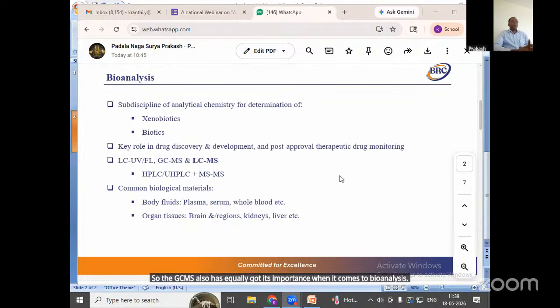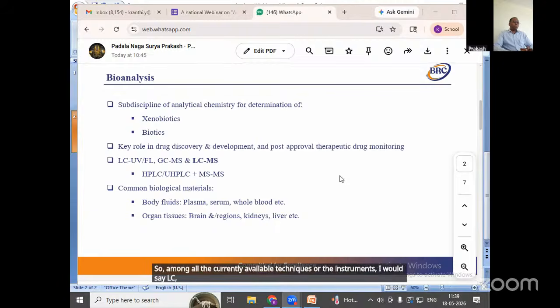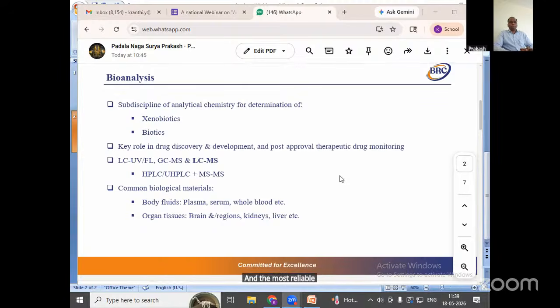So among all the currently available techniques or instruments, I would say LCMS/MS is the most important, the most widely used and the most reliable tool for measuring, due to its high specificity and sensitivity. So these are some of the advantages of using LCMS.